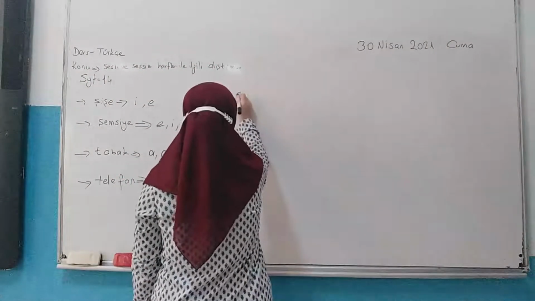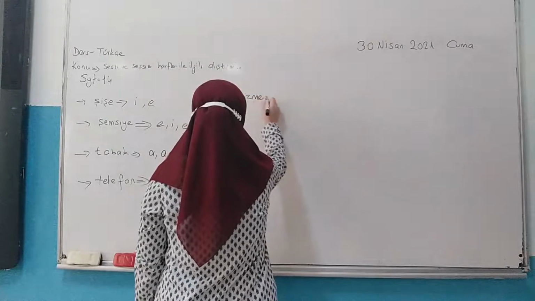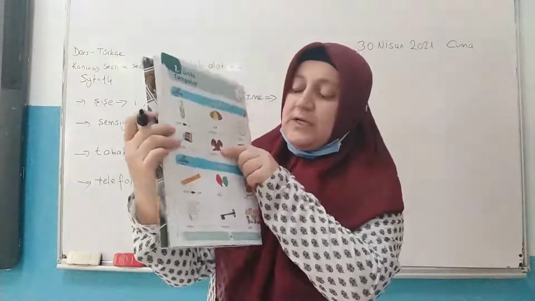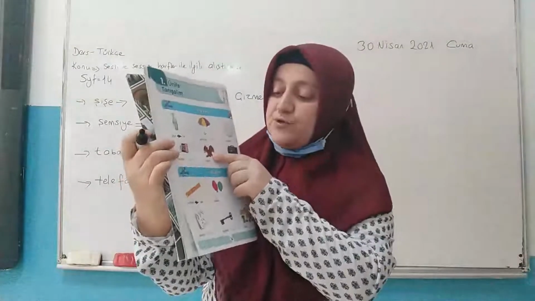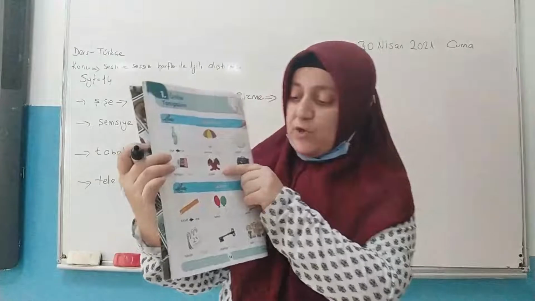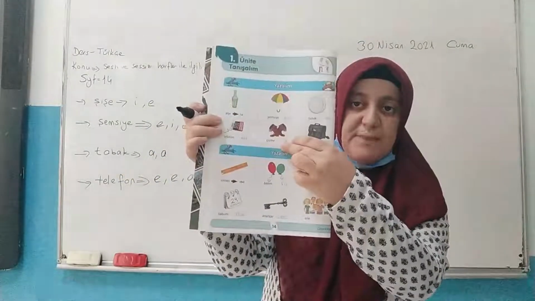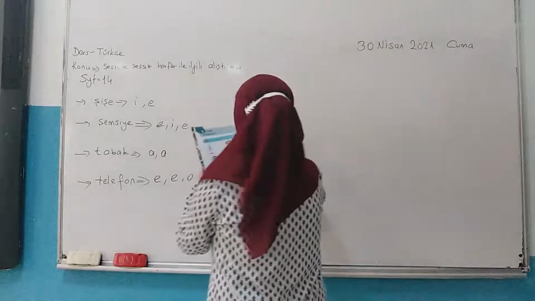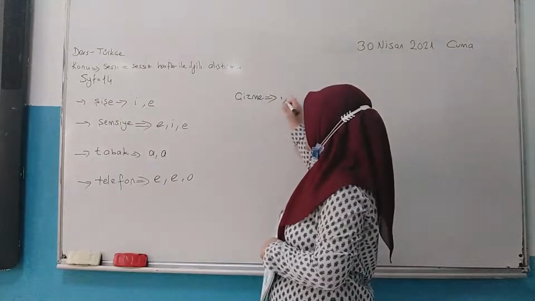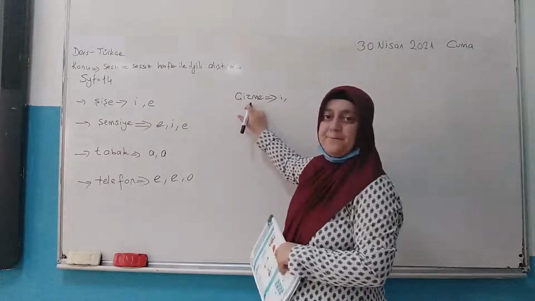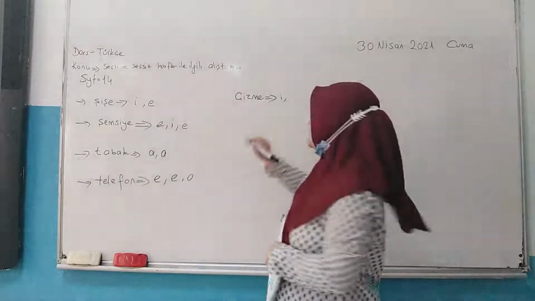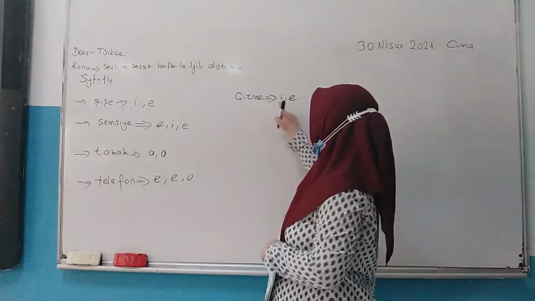Çizme. As you see, it's a kind of shoe. It can be worn in rainy or snowy weather. Okay? Boot. Çizme. A kind of shoe. Ç, sessiz harf. İ, sesli. Z, sessiz. M, sessiz harf. E, sesli. Çizme. İ, E.